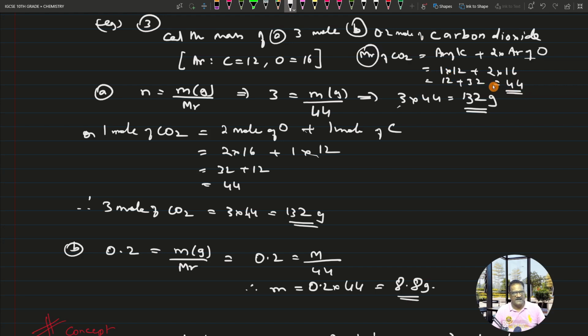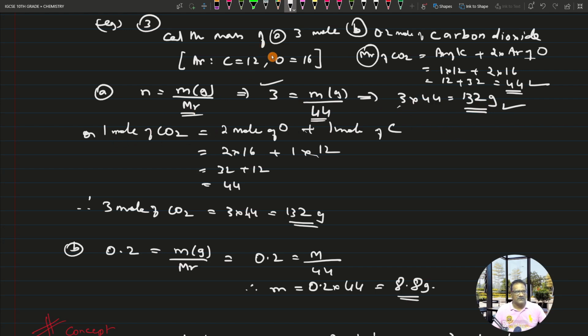Separately I have worked out for you. Now this formula you will have to use here. n is equal to m in grams upon MR for carbon dioxide. Okay, so 3 moles is given to you. So n you take as 3 equal to m in gram upon 44. Yeah, MR value for carbon dioxide just now I calculated for you. It is 44, right? So m will be how much? m will be equal to 3 times 44. So 3 times 44 is 132. So the answer is 132 gram.